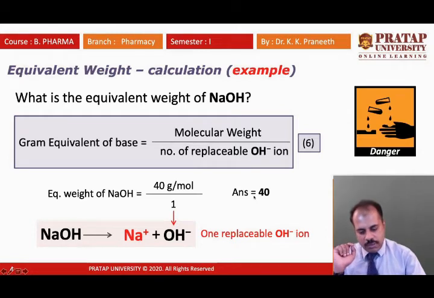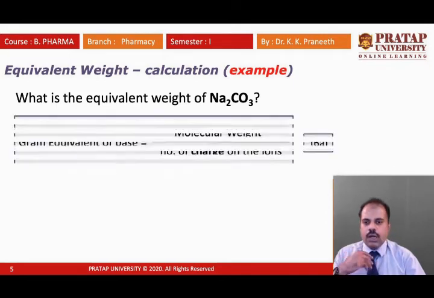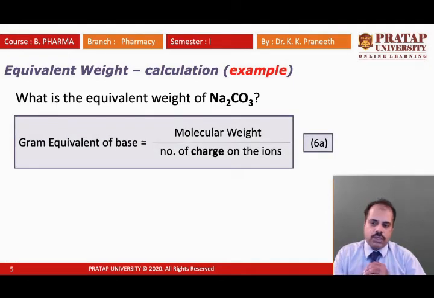Let us see another interesting example, sodium carbonate, Na2CO3. In this one there is no hydroxide, no OH minus ion. So, how to calculate the equivalent weight or gram equivalent weight of this base? For this case we have to modify the equation slightly. You can see that I have modified this formula, and I have given 6A as the formula number.